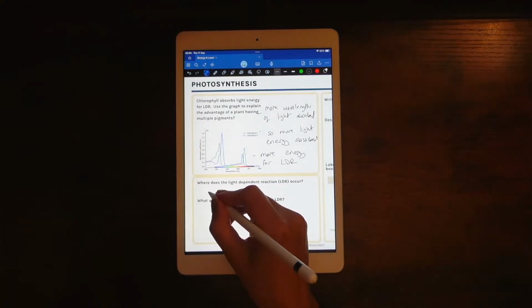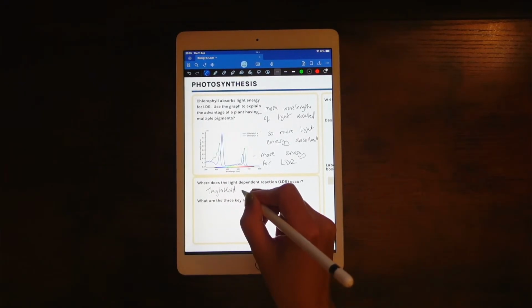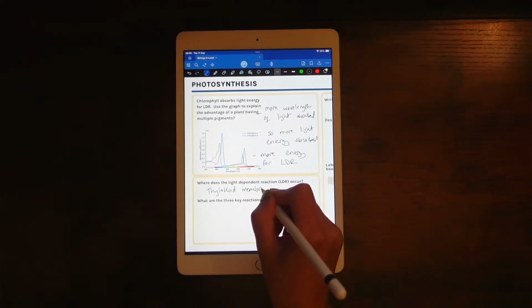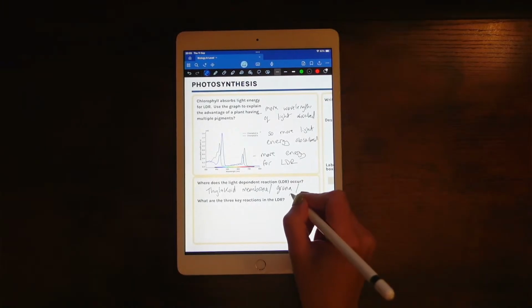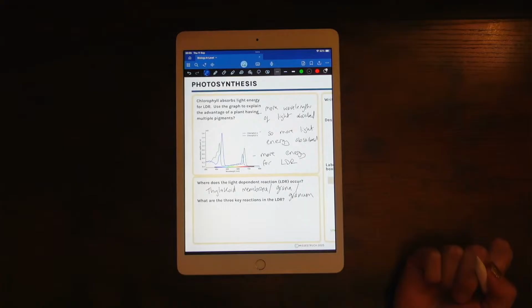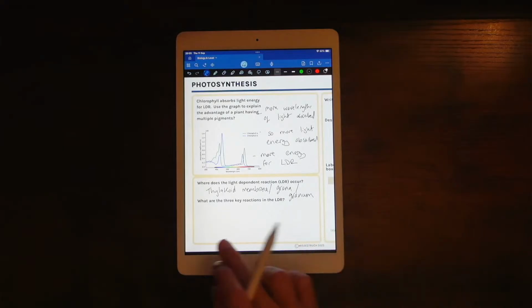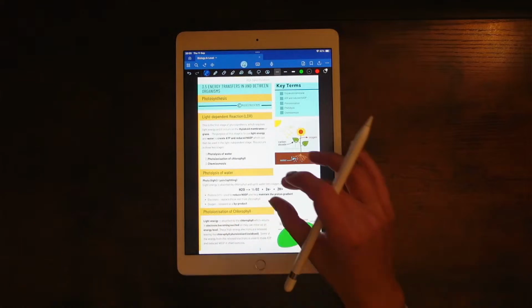Brilliant. So you could either say for this, thylakoid membrane, or they will accept grana or the singular granum. So any of those are accepted on the mark scheme. What are the three key reactions in the light-dependent reaction? Now, we haven't gone over this yet, so let's go back to the notes now to have a look at the light-dependent reactions.